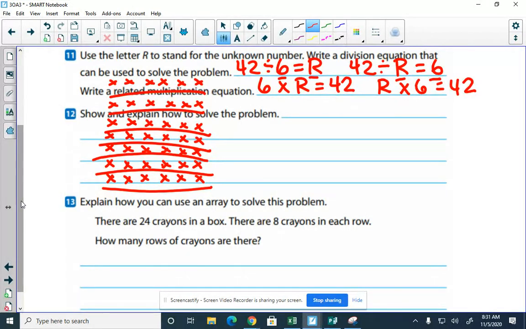Explain how you can use an array to solve this problem. There are 24 crayons in a box. There are 8 crayons in each row. How many rows of crayons are there? Pause the video and think about what the answer to this would be, and then come check back with me.